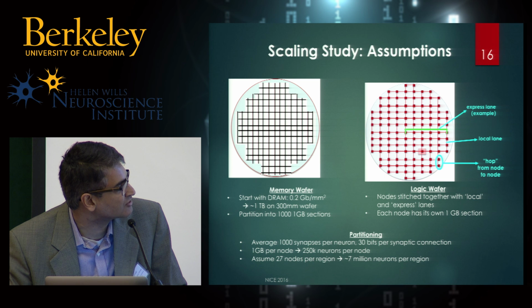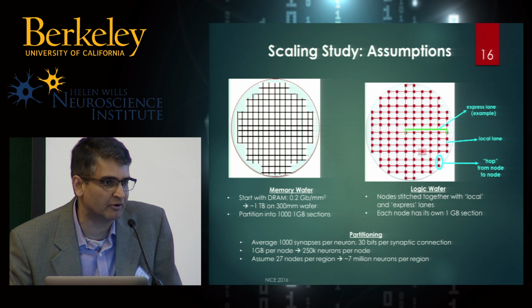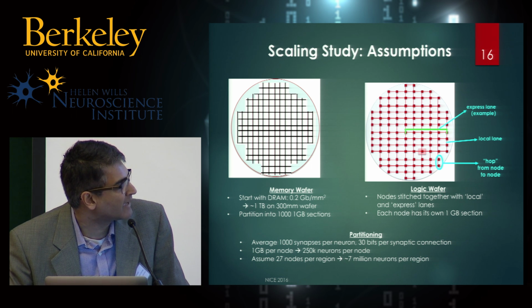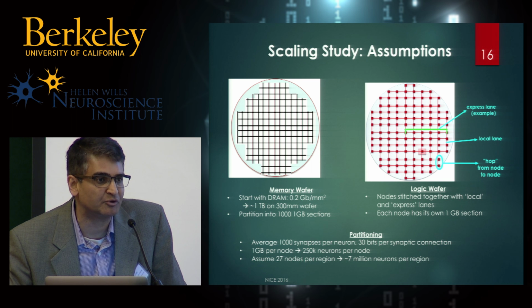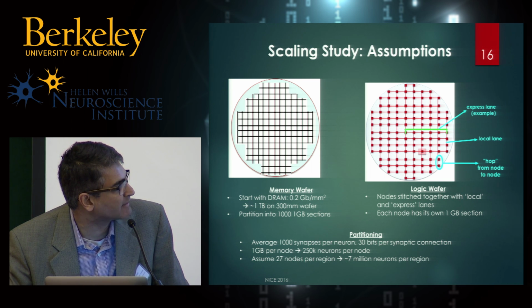So what I've done is chosen to average about 1,000 synapses per neuron. This is in the human being range, but it's usually a little bit at the lower end. Somewhere the range that's usually quoted is between 1,000 and 10,000. And for reasons I can't really get into, you can use a compressed scheme for representing these connections, and that requires about 30 bits per synaptic connection. So at 1 gigabyte per node, each of these nodes could house about 250,000 neurons.